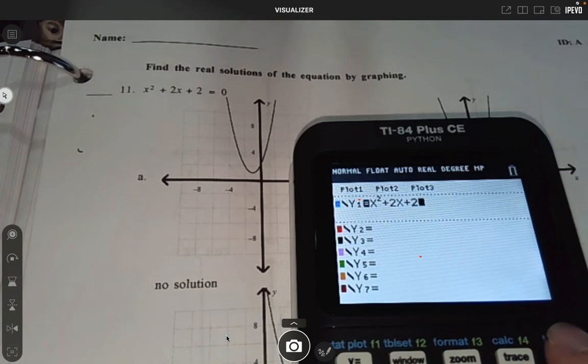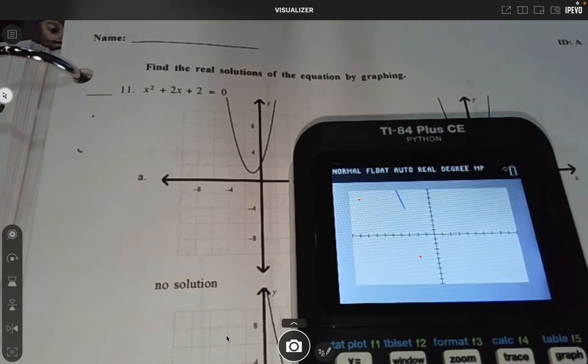And if I press, oh wait, let me zoom 6 because mine's way out. Okay, really quick, we can match that graph in just a second. But where are my solutions? Where does it cross the x-axis? It doesn't. So that one is no solution, okay?